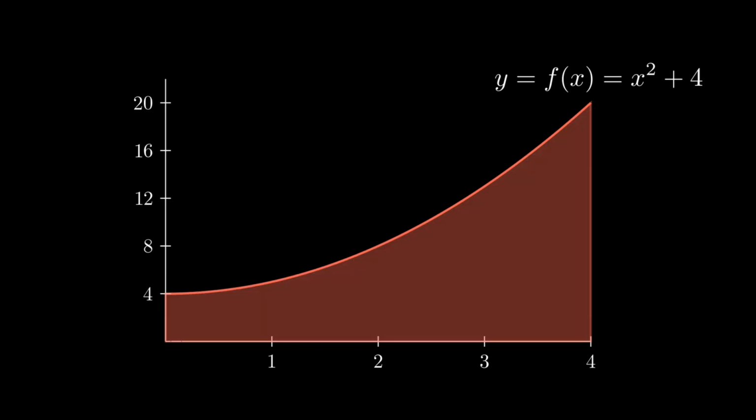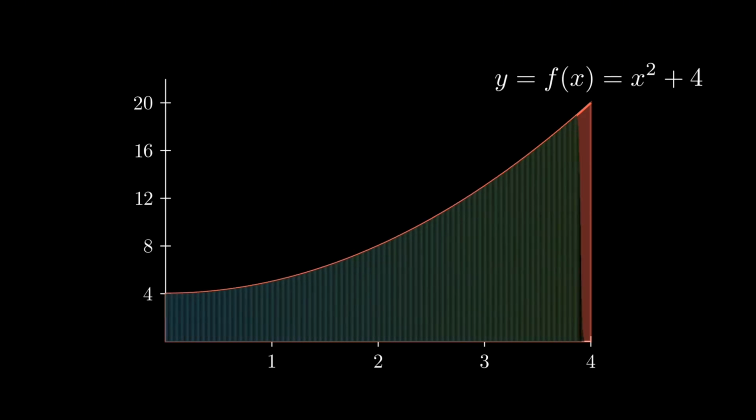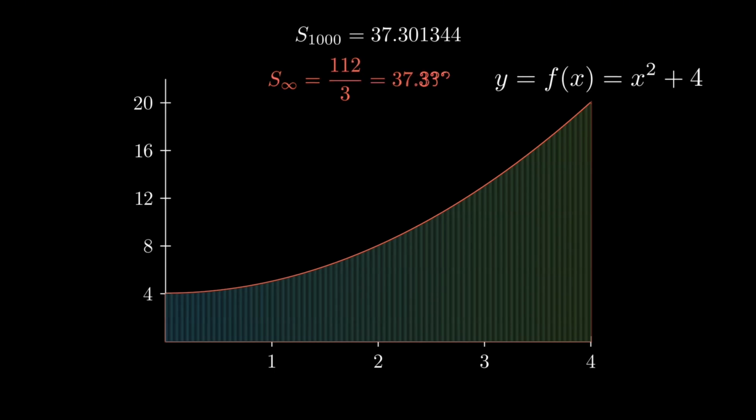Taking this process even further, let's consider 1,000 rectangles. At this level of precision, the rectangles are so thin they appear almost as a smooth area. Our approximation S1000 is approximately 37.3, which is remarkably close to the exact value. As we continue to increase the number of rectangles toward infinity, our approximation converges to exactly 37 1/3.